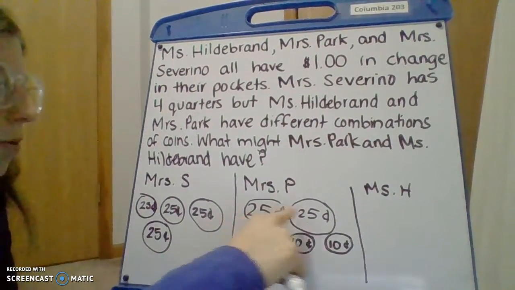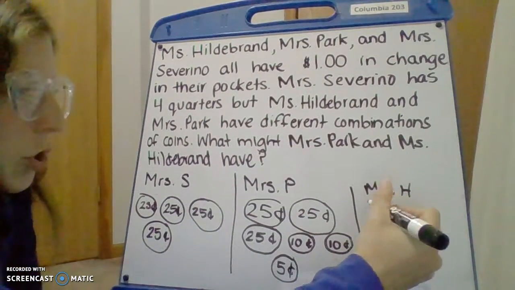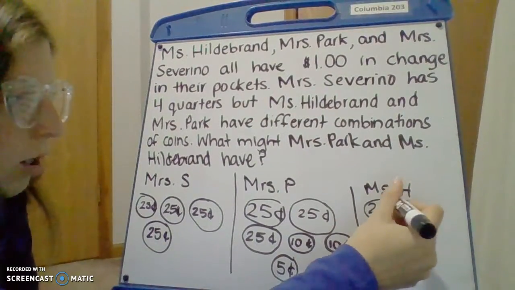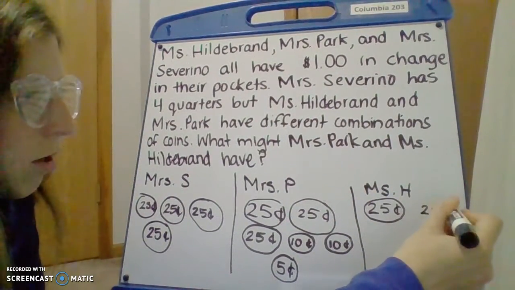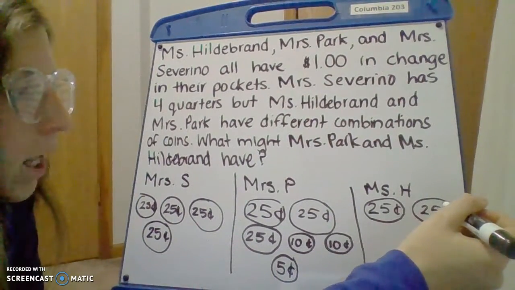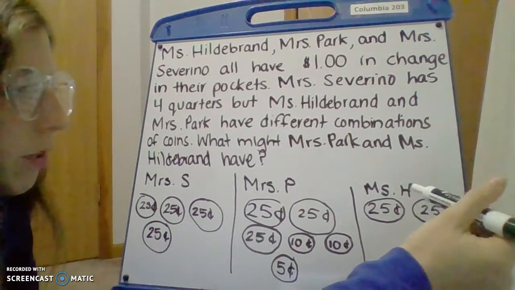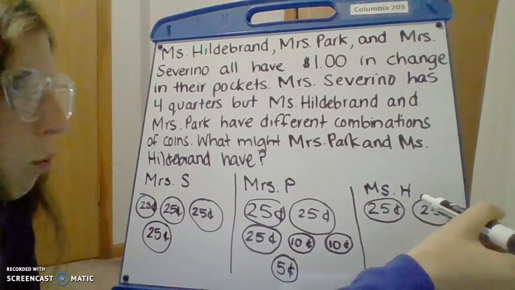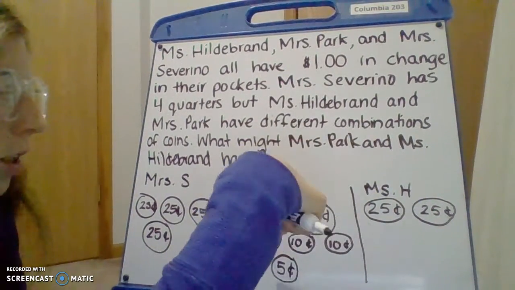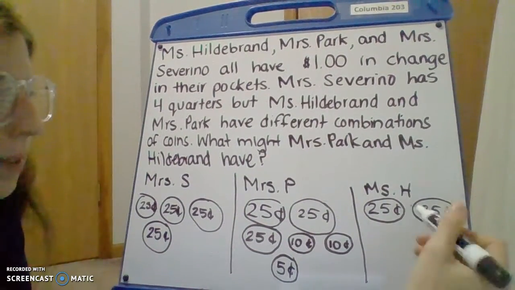So next, we're not going to use 3 quarters because we already used that. We want something different. So let's try 2 quarters. 25 and 25 is going to give you 50. 50 plus what is going to give you $1? So we're not going to use another quarter. They did that. We want to make it different. So maybe we're going to do dimes.